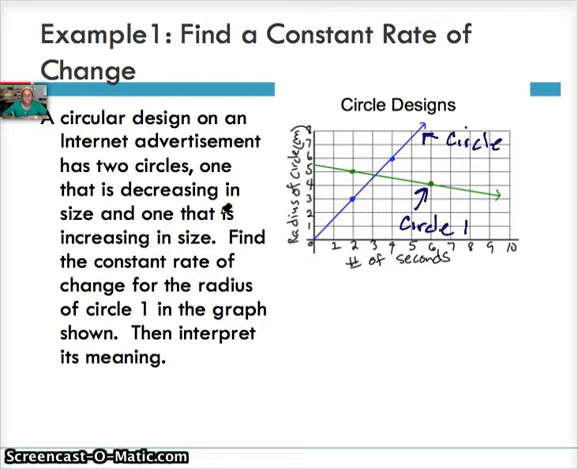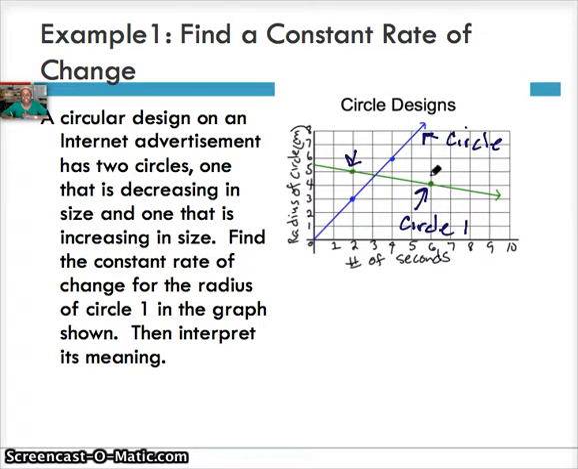Okay, so our goal is to find the constant rate of change for the radius of the circle 1 in the graph shown, then interpret the meaning. So the constant rate of change requires us to take 2 points, find the change in y over the change in x, and it's constant because it's on a straight line, and that rate is going to be the same no matter what 2 points I choose.